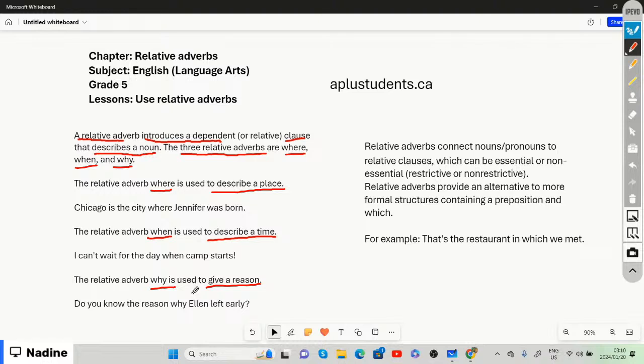And relative adverbs connect nouns or pronouns to relative clauses, which can be essential or non essential. For example, that's the restaurant in which we live. And that basically tells us the place. It's like where, which one, that one, right?